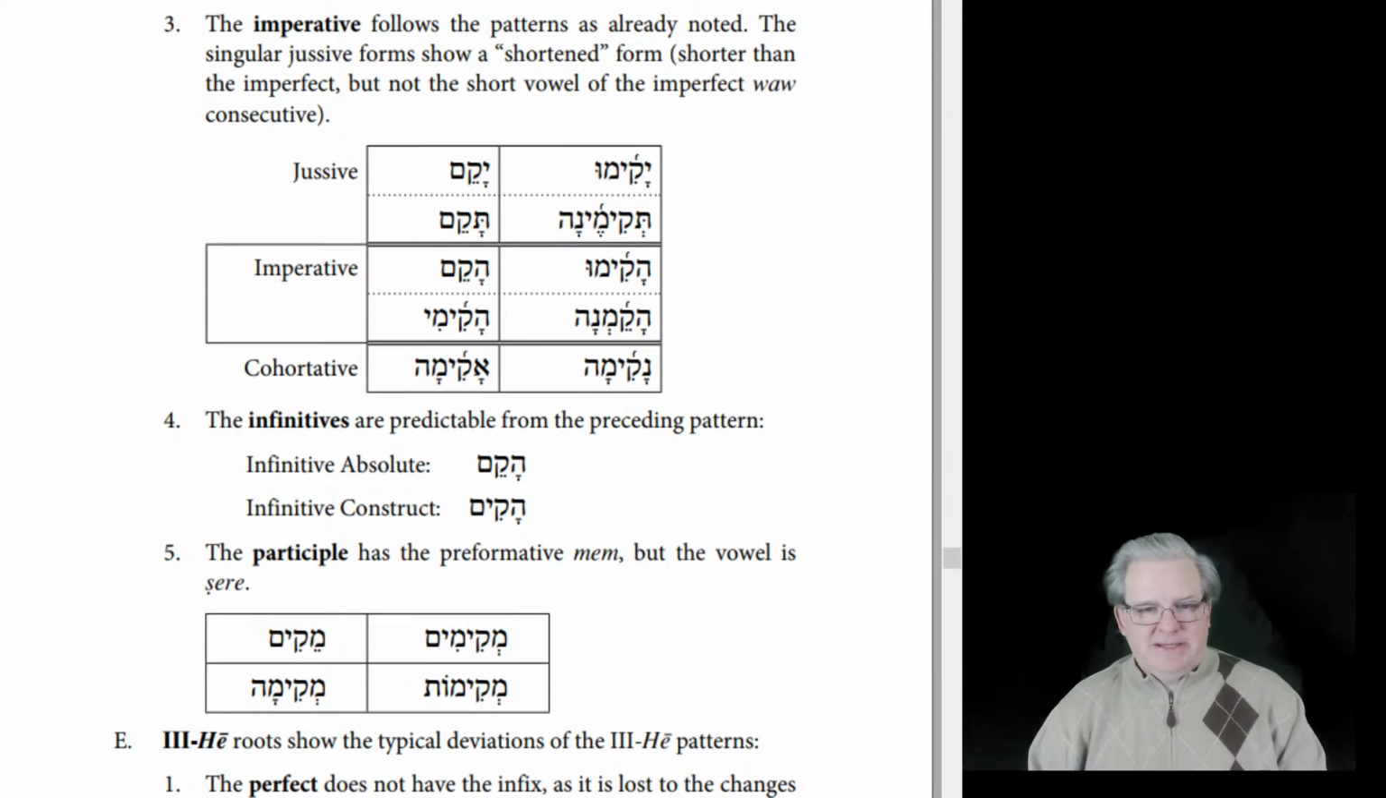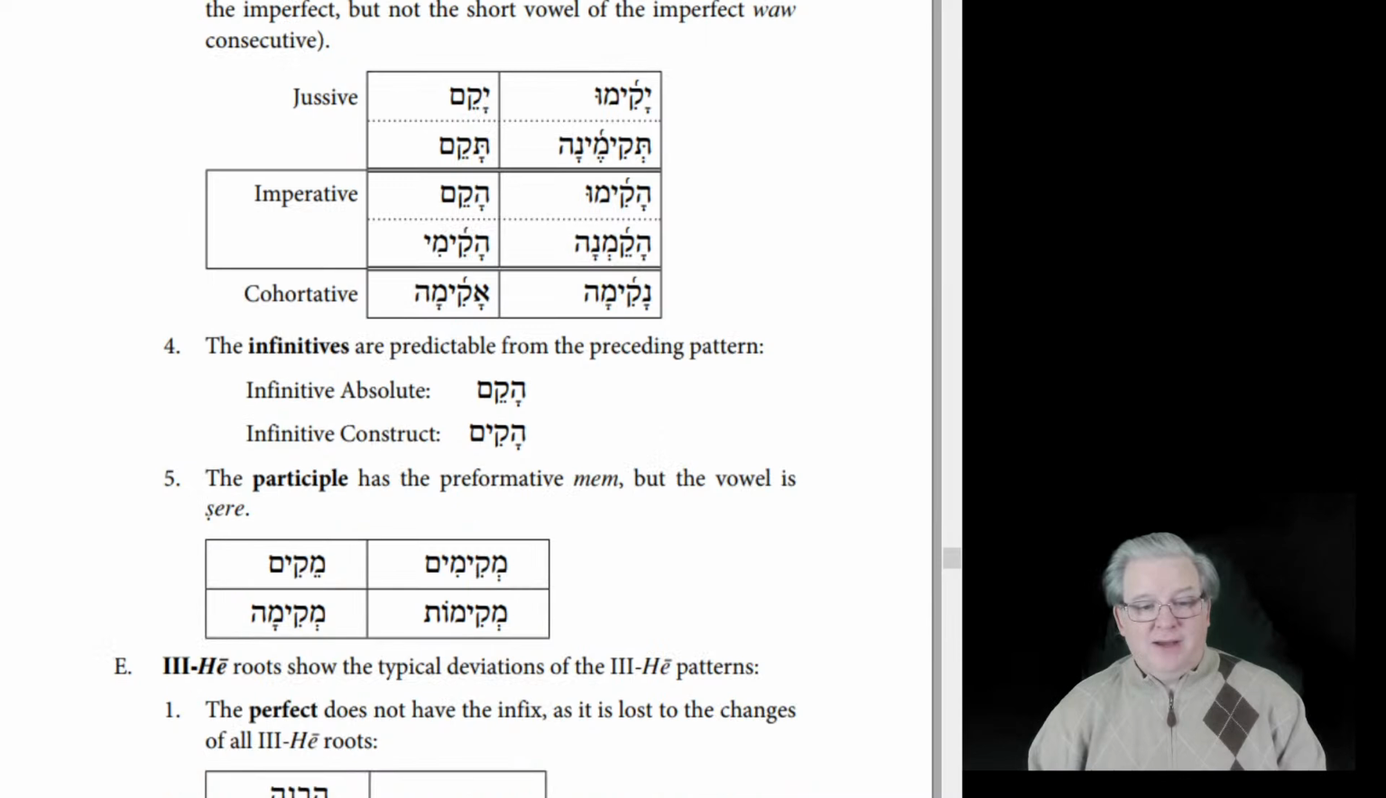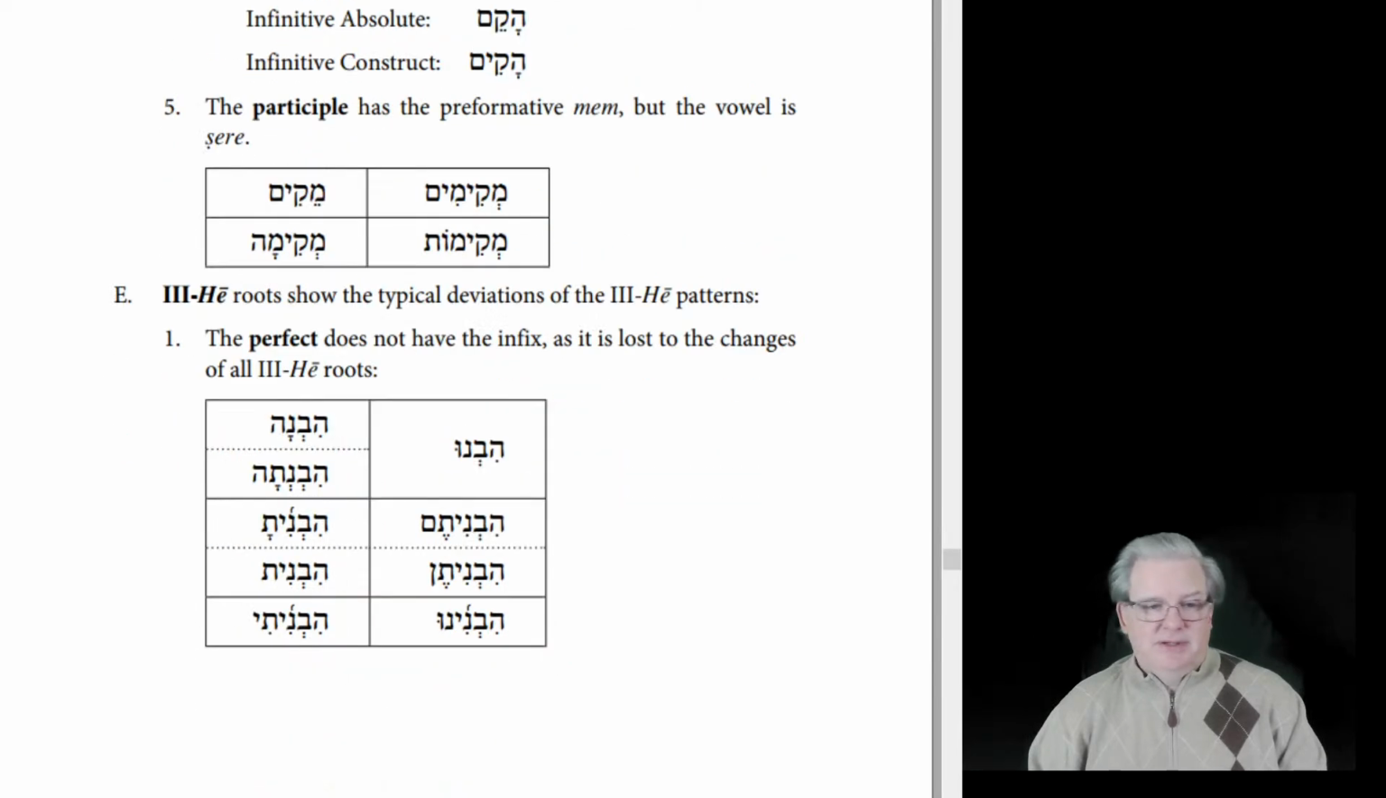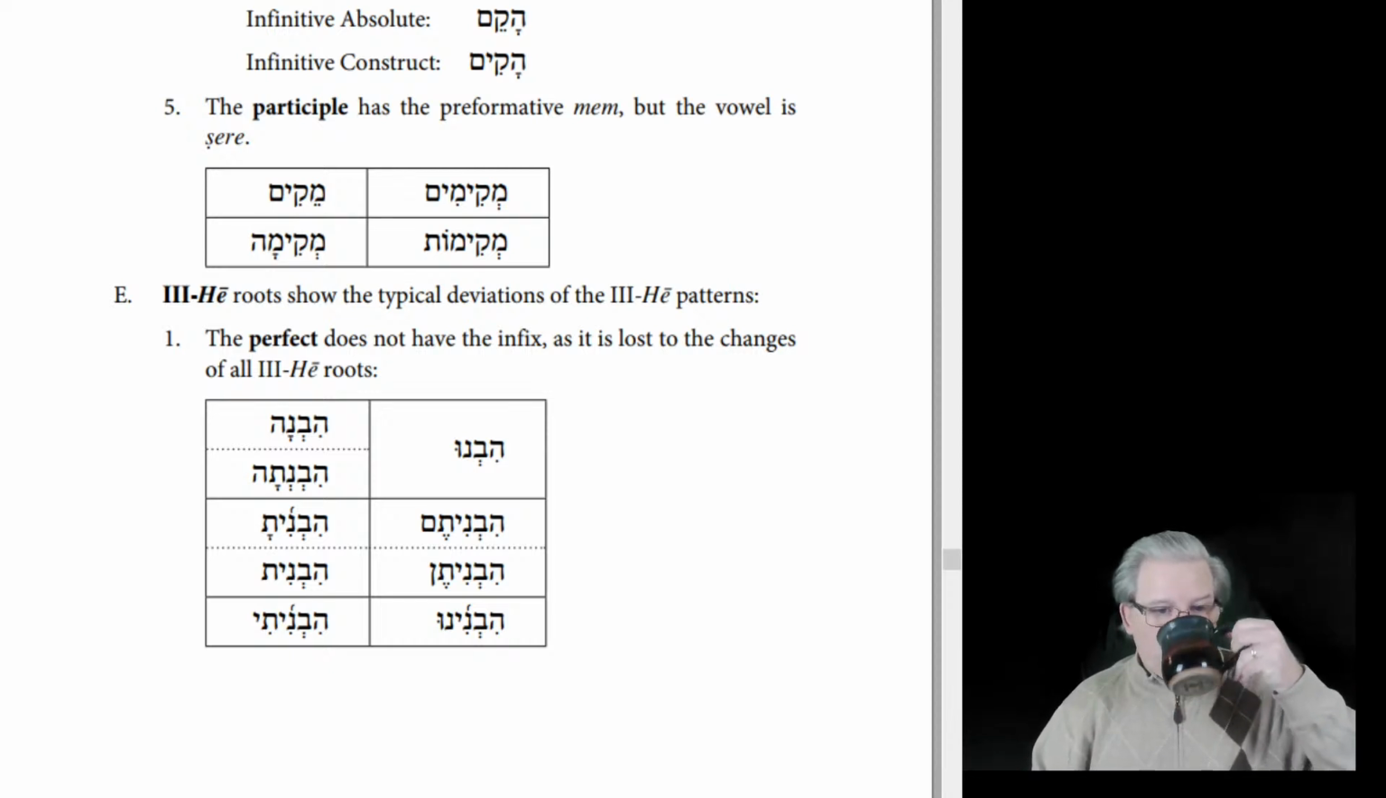Nothing really surprising there. Infinitives are predictable. Participle is a preform main, but the vowel is a sere. Don't know why. I'm not the one who makes the rules. But just remember, you don't have a PL in the hollow roots, so it won't be a problem. Okay.